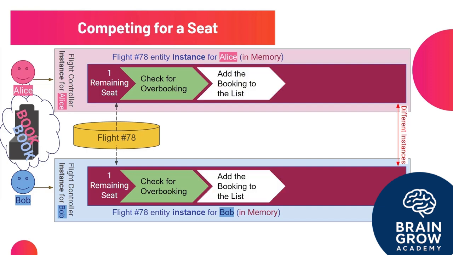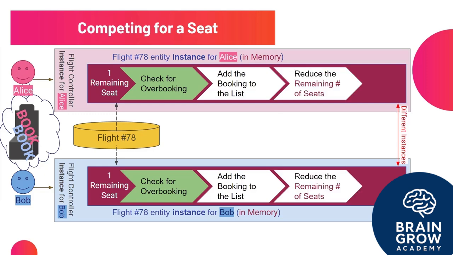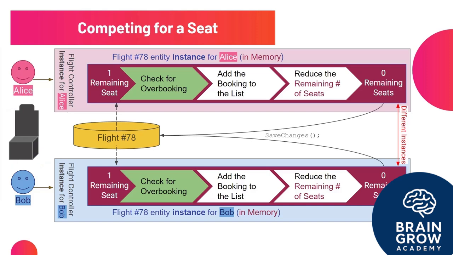Both flight entities then book the flight and update their number of seats field in memory. Since the entity instances are not shared between Alice and Bob, the single remaining seat is booked for both now. So both controller instances eventually save their changes successfully and the number of remaining seats field is set to 0 in the database. So congratulations, the flight is now overbooked. Alice and Bob have to both sit on the same seat.